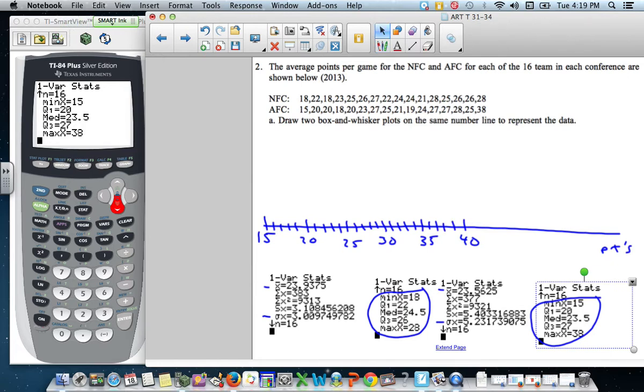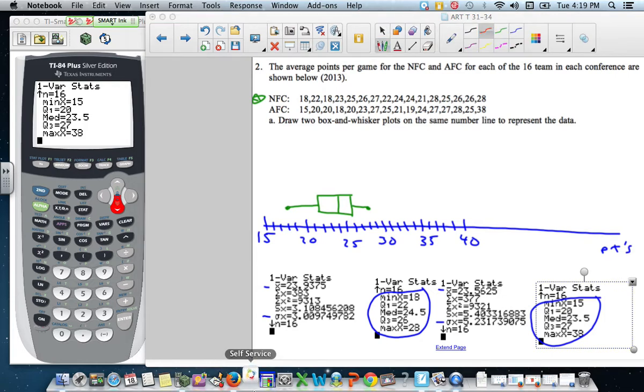So now for my NFC, I'm going to put that one in green for the Green Bay Packers. The minimum is 18. So above 18, I'm going to put a dot for the minimum. The maximum is 28. I'm going to put a dot above that. Above the Q1, median, and Q3, I'm going to put lines. Those will form my box. And then I draw my box around those and connect my box out to my whiskers.